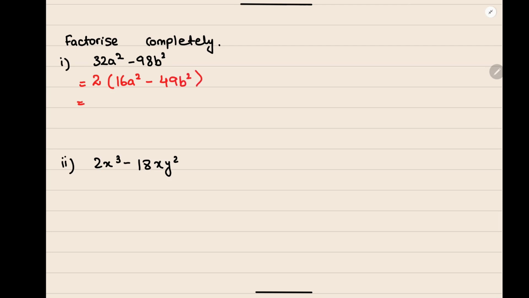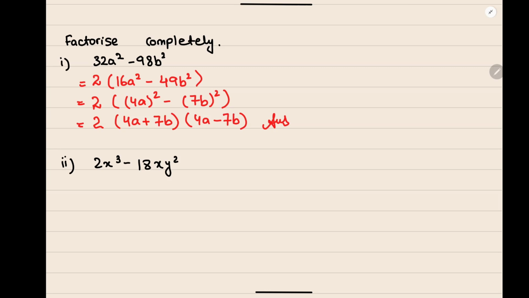Now you can see I cannot take anything common. 16a squared is a proper square number, and 49b squared is also a square number. So I can write 16a squared as 4a whole squared minus 7b whole squared. Now 2 will remain outside. It will become 2 into 4a plus 7b and 4a minus 7b. So this will be my answer.